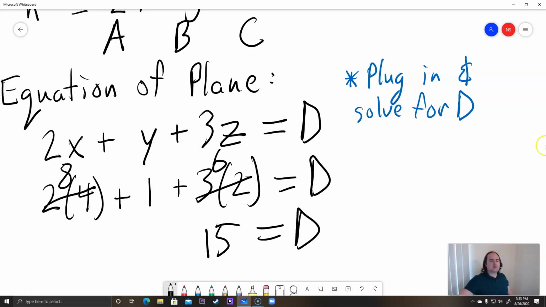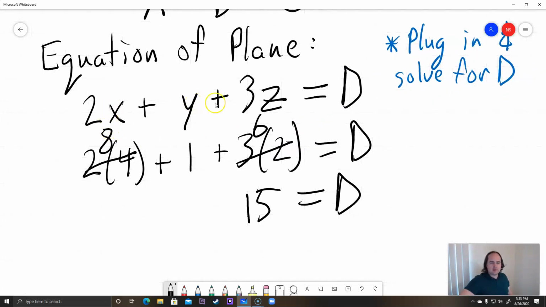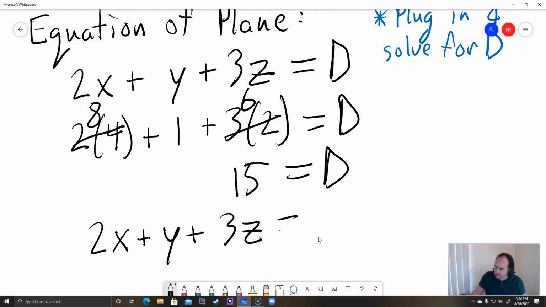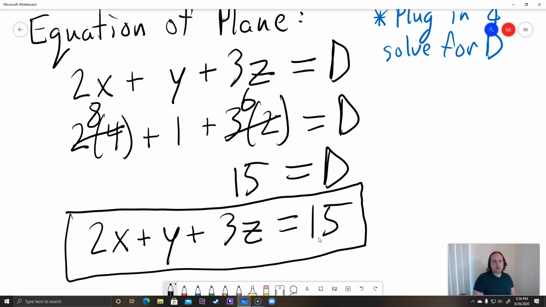Okay, but that's not our answer, that's just d. So what do we want to do? Well, our final answer is going to be 2x plus y plus 3z equals 15. So we're going to go ahead and replace d with 15 in this equation. Okay, so our final answer is 2x plus y plus 3z equals d, but we just solved for d and we see that that's 15. Okay, and that's the equation of that plane that they were asking for. Okay, so that's really not too bad, hopefully.